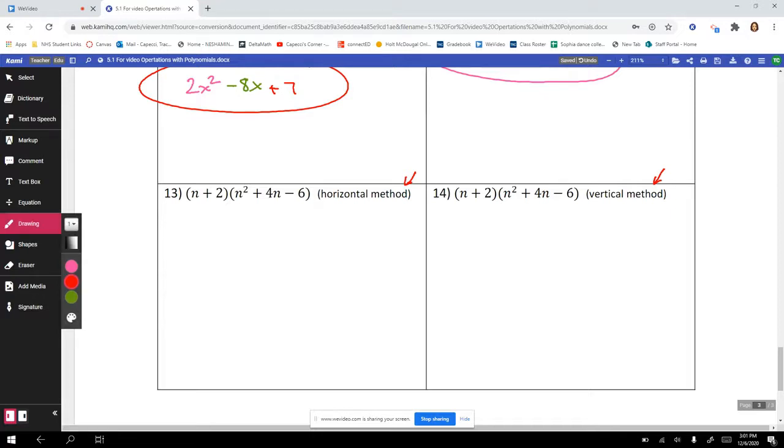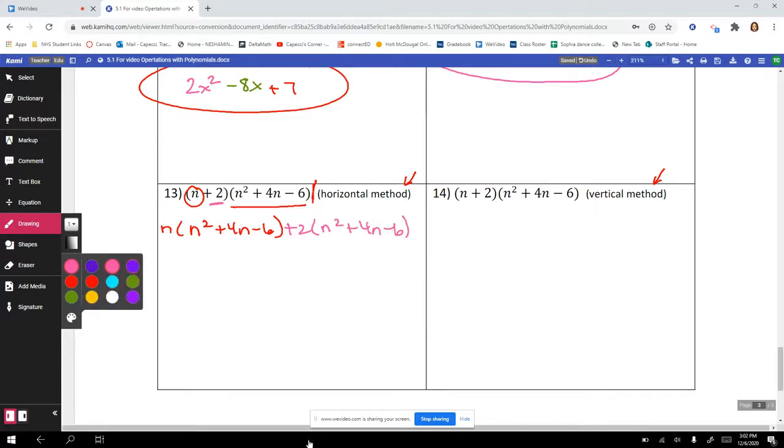So what I'm going to do with the horizontal method means I'm kind of going across, left to right. So it's a form of distribution. So I'm going to take n, and I'm going to multiply it through that trinomial. So I have n times n squared plus 4n minus 6. And now I'm going to do the same thing with my 2. So that's going to be plus 2 times n squared plus 4n minus 6. Okay, so now I have to distribute through. So I get n to the third plus 4n squared minus 6n plus 2n squared plus 8n minus 12.